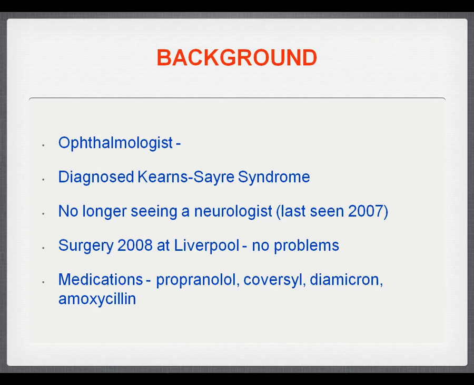But she was also able to tell me, I had surgery in 2008 at Liverpool. I had a cholecystectomy. There were no problems at all. And I thought, right, I'll try and get those notes. And I also got information on her medications, which her cardiologist, who she'd continued to see, had put her on. She was on propranolol, Cavasil, diamicron, and also oral amoxicillin for this chronic infection.